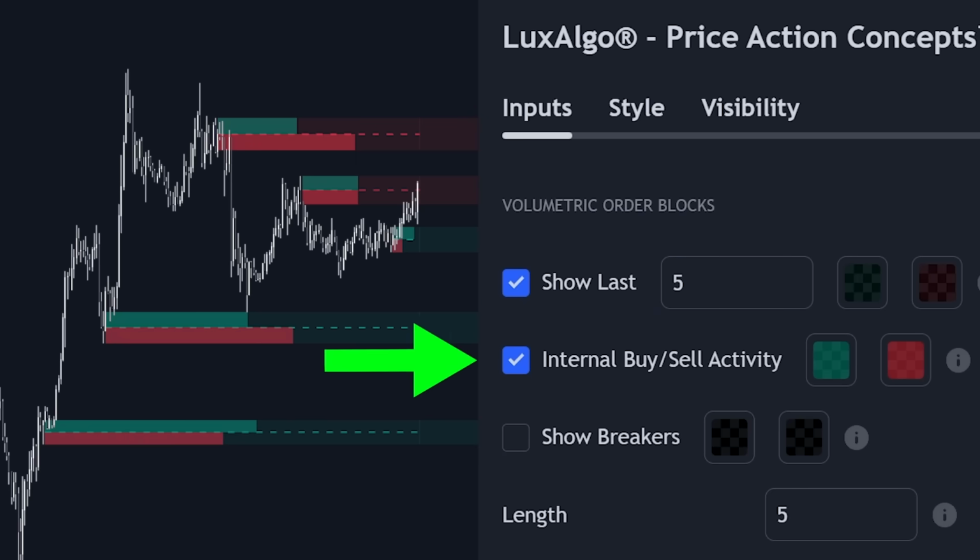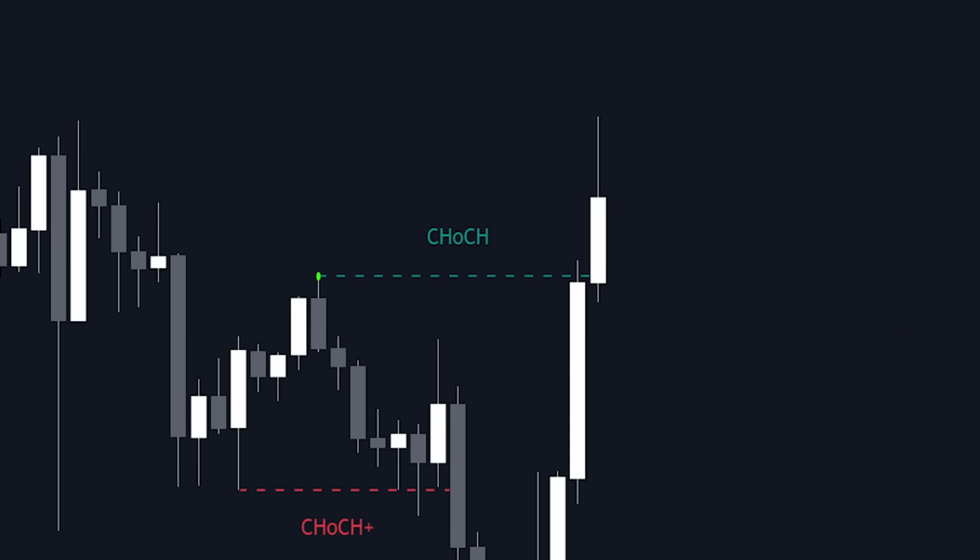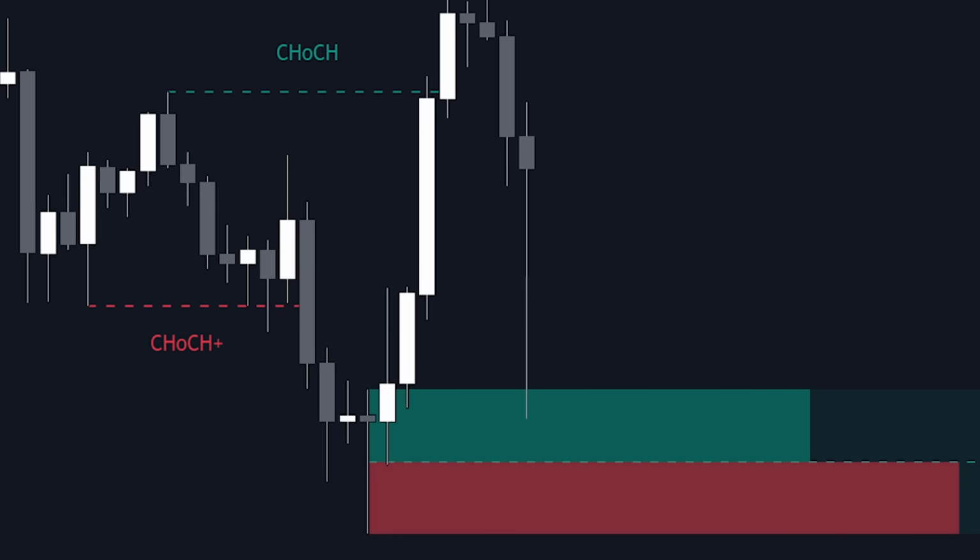Then, make sure internal buy and sell activity is enabled, along with show metrics to see the data for each order block. Now let's say you just had a bullish change of character and you're looking to take a buy. But buying here is a mistake, since you might be buying at the high of the market, so let's wait for a retracement. The indicator has already automatically plotted an order block for you below this change of character.